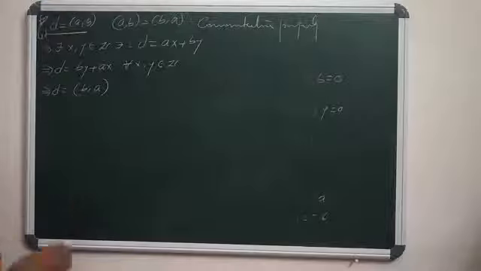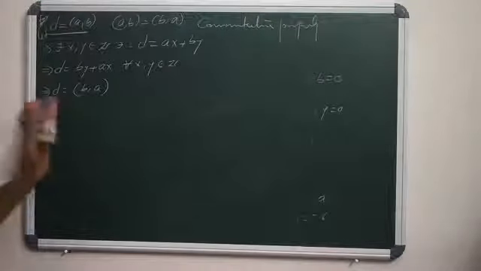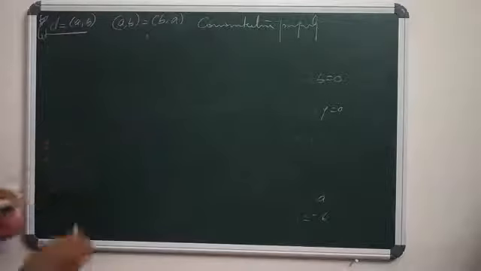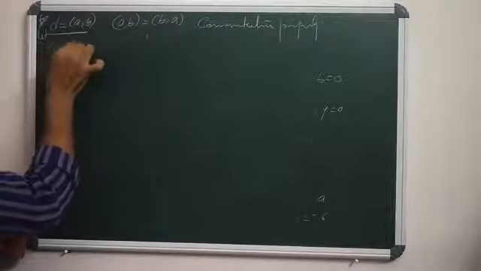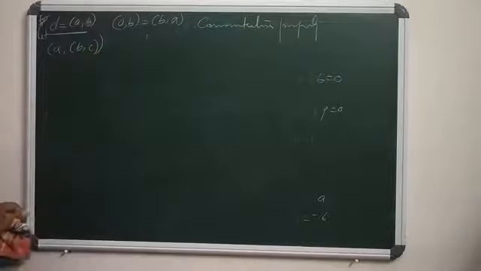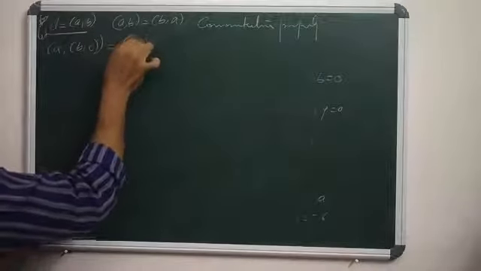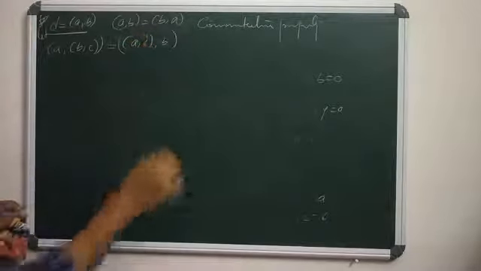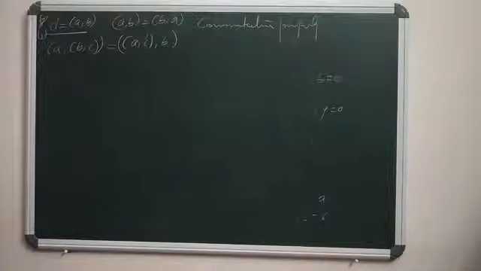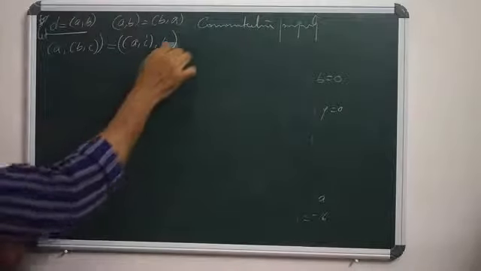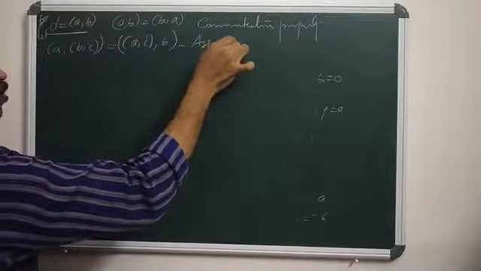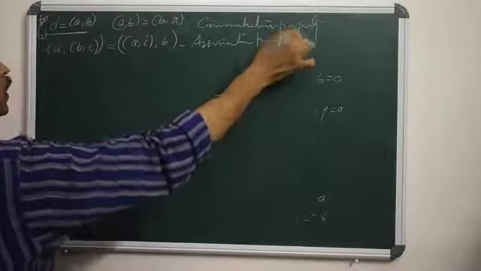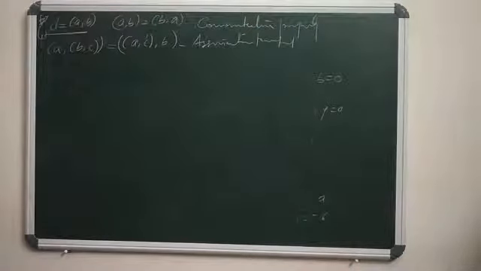The next property is an interesting one. That is, the GCD of A and GCD of B and C is the same as the GCD of GCD of A and B, and C. So this is the associative property. This is an important property. If A, B, C are any three integers, then the GCD of A and GCD of B and C is the same as the GCD of GCD of A and B, and C.